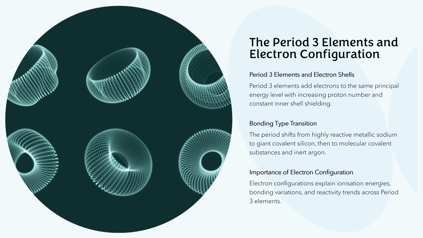Beyond silicon, the elements phosphorus, sulfur, and chlorine exist as simple molecular substances, with covalent bonds within molecules and weak intermolecular forces between them. Argon, as a noble gas, is monatomic and chemically inert due to its complete outer shell.